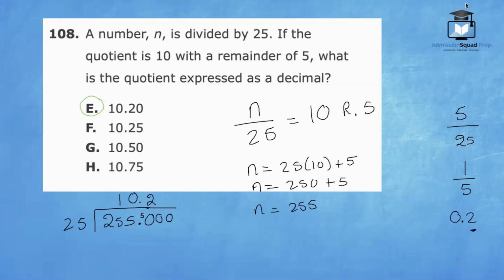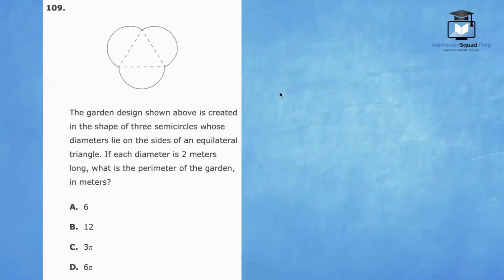Let's continue. Number 109. The garden design shown above is created in the shape of 3 semicircles whose diameters lie on the sides of an equilateral triangle. If each diameter is 2 meters long, what is the perimeter of the garden in meters? We can see that the answer choices are showing up as integers or numbers in terms of pi. Let's label our diagram. 2 meters is the diameter.